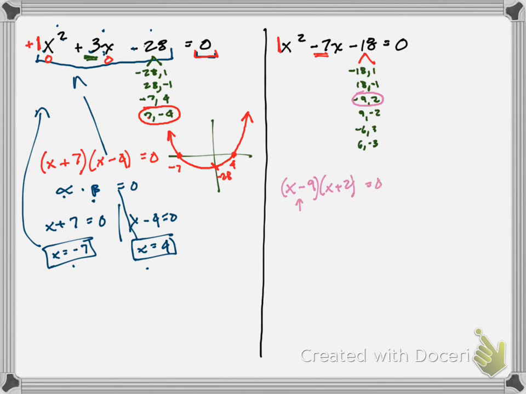What are my zeros? Well, either this factor has to be 0 or that does. And so x equals 9 is one of my zeros. Again, we call that a solution. x equals negative 2 is my other zero.